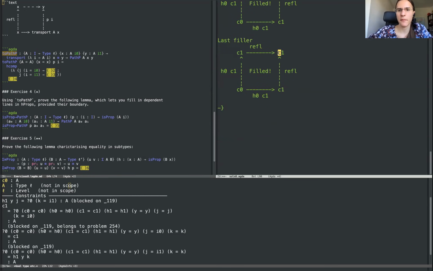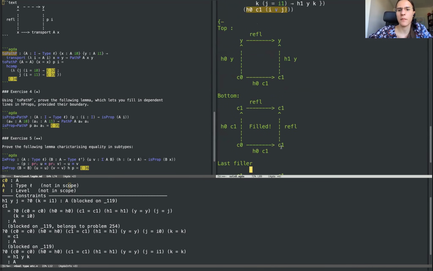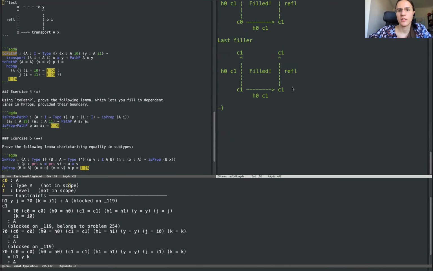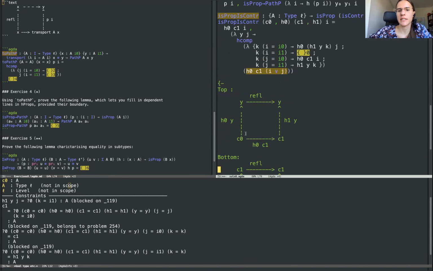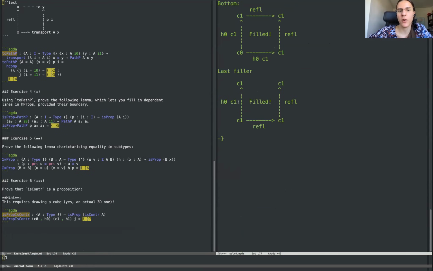This is the last thing in our way. So what do we want to fill? Well, at the bottom, we have reflexivity, right? At C1 to C1. Let's see what we have at the left side. At the left side, we are going to consider this expression here, the j is equal to i naught expression, and we're going to consider that expression when i is equal to i1. So that's just a constant path at C1.